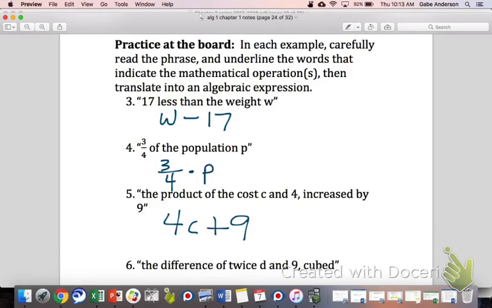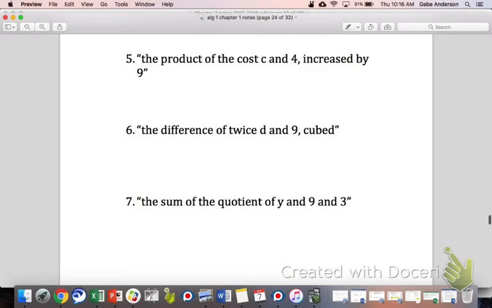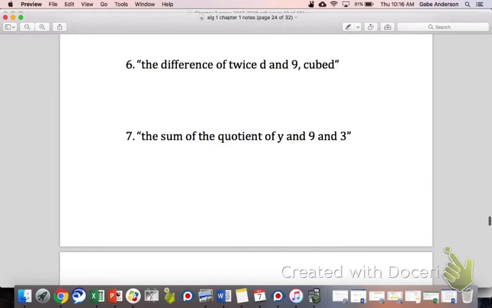Okay, let's do number 6. Number 6 is a little tougher. The difference of twice D. What does twice D mean? Times 2, whoever said that, yes. The difference of twice D and 9, comma, cubed.